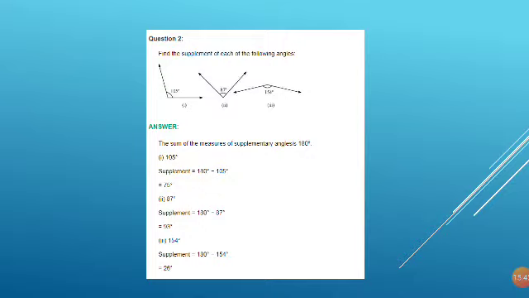Find the supplementary angle. The sum of the measures of supplementary angles is 180 degrees. 180 degrees minus 105 degrees gives 75 degrees. 180 degrees minus 87 degrees gives 93 degrees. 180 degrees minus 154 degrees gives 26 degrees.